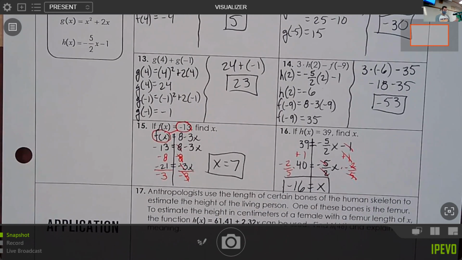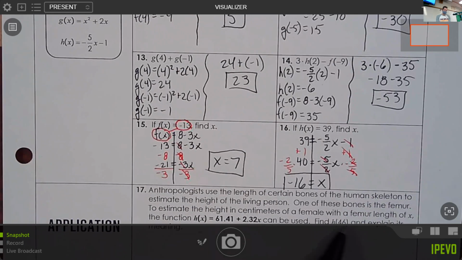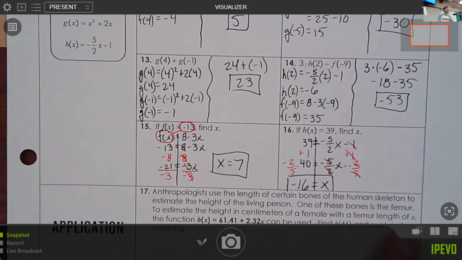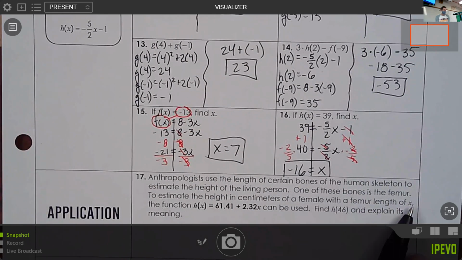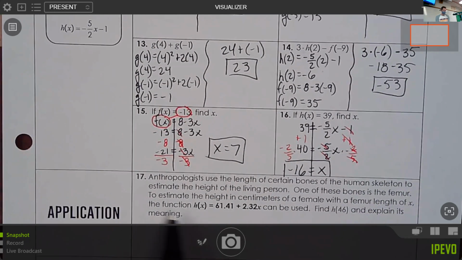To estimate the height in centimeters of a female with a femur length of x, so we're talking about centimeters, that's our unit of measurement, the function h of x equals 61.41 plus 2.32 times x can be used. Find h of 46 and explain its meaning.